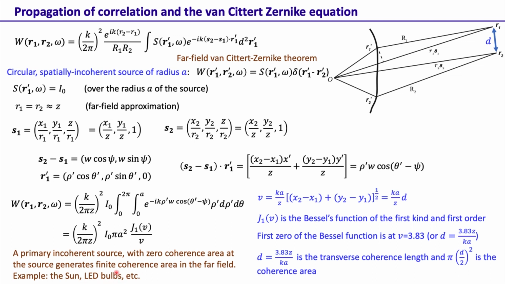LED bulbs are also an example of such spatially incoherent sources, because to a very good approximation they are spatially incoherent sources. And in fact, for such sources that are spatially incoherent or spatially partially coherent, there are a lot of applications, especially in imaging in turbulent environments, and some of these applications, if we have time, we'll actually go through in this course. So this is all for this lecture.